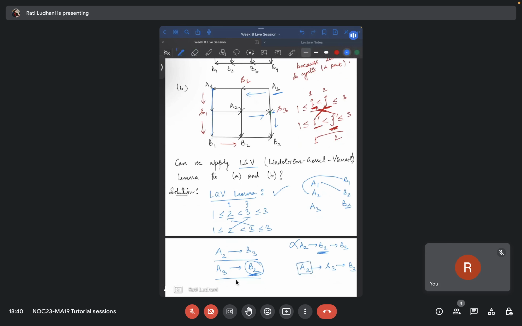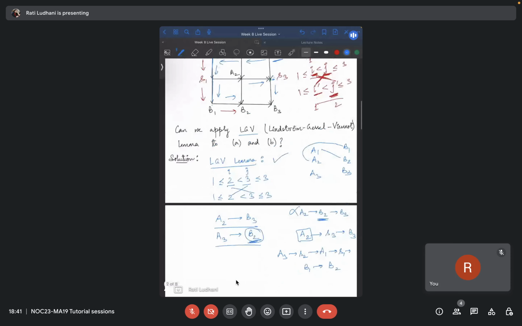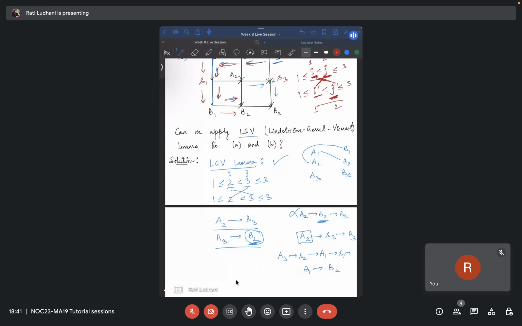So what other path should we check? You go like this, and then this and this. So what I did: A3 to S2 to A1 to S1 to B1 to B2. This one, this one, this one, this one, and then this. Is there any crossing? So you have two paths to check, A2 to B3 and A3 to B2. Is there any crossing?